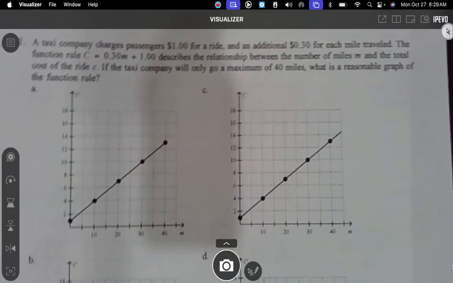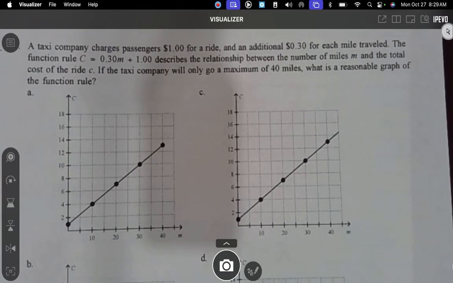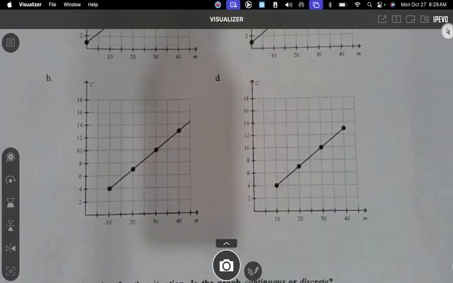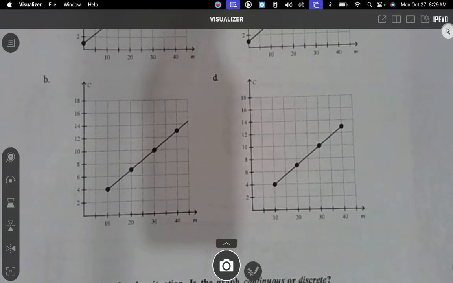There's the question. Oops. Taxi company can go a maximum of 40 miles. What's the graph of the function? Charges passengers $1 for a ride plus an additional 30 cents for each mile traveled. I don't know what I said. And then here's these graphs. Which graph matches?